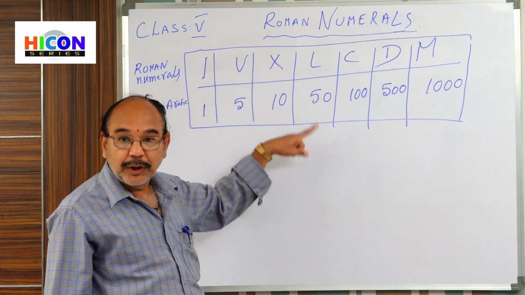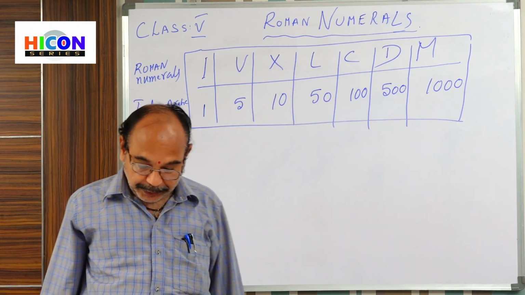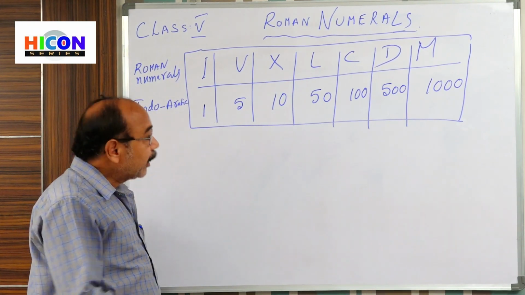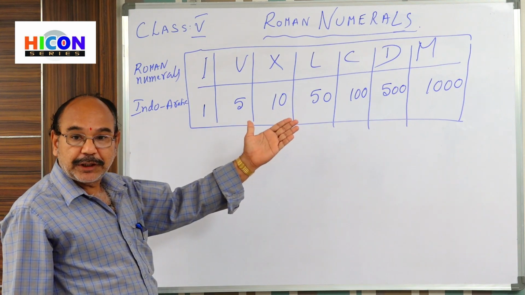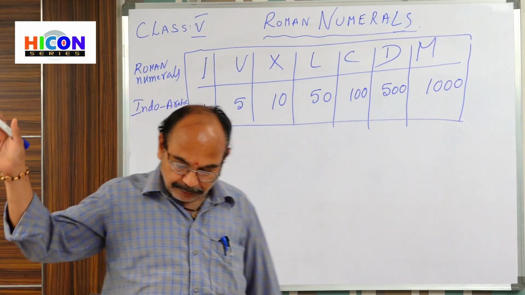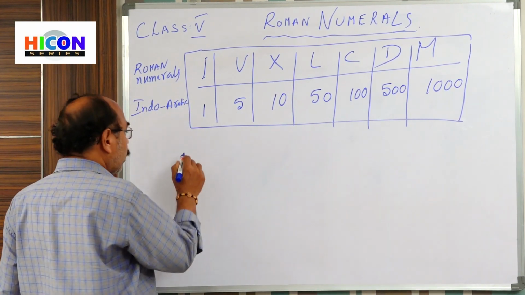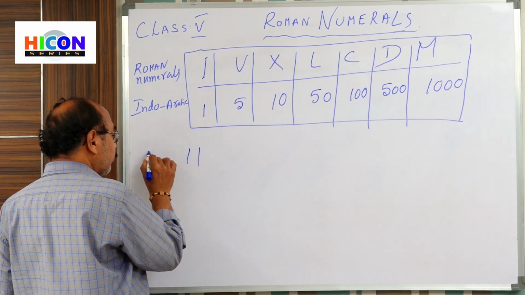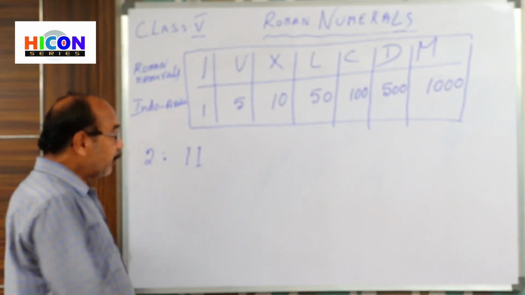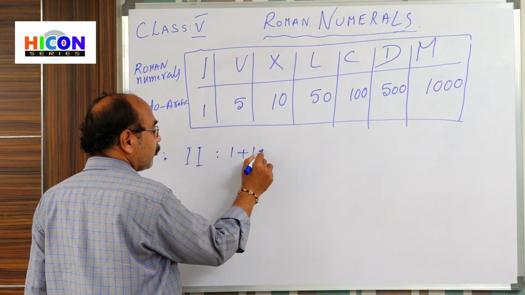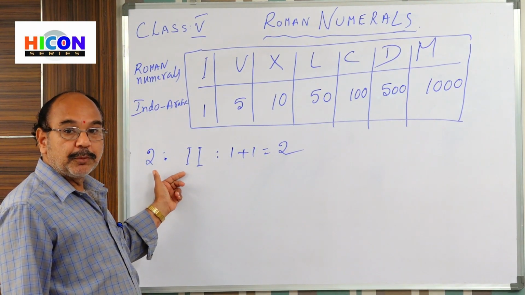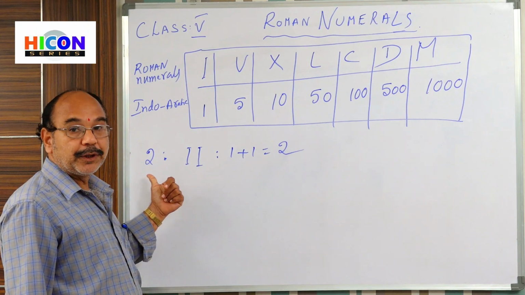Here the symbols are given and the Roman letters are given. Next one, see. For example, using this, we can write some numbers. Suppose you take any one number, suppose 2. How should we represent 2? II. That means 1 plus 1. This is the Roman symbolic form for the Indo-Arabic number.